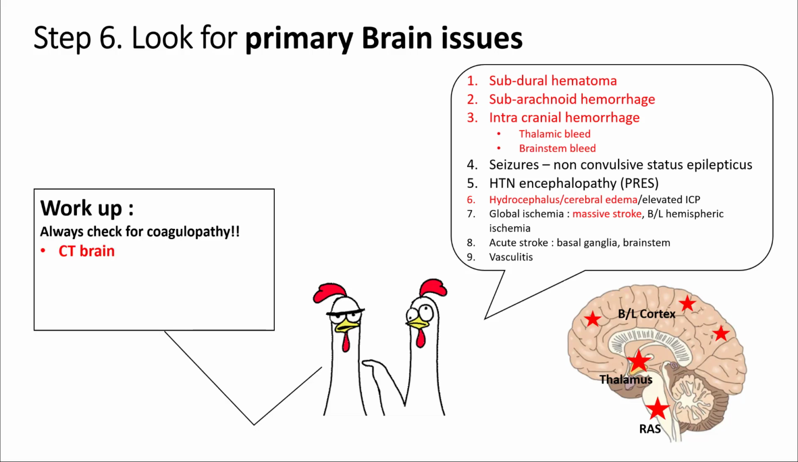CT brain is usually available by the time you are seeing this patient. CT is really good at finding bleeds such as subdural hematoma, subarachnoid hemorrhage, intracranial hemorrhage including thalamic and brainstem bleed, hydrocephalus, cerebral edema, and massive strokes. If you suspect other etiologies, go ahead and perform CT angiogram with perfusion, MRI, EEG, or lumbar puncture as per your suspicion.